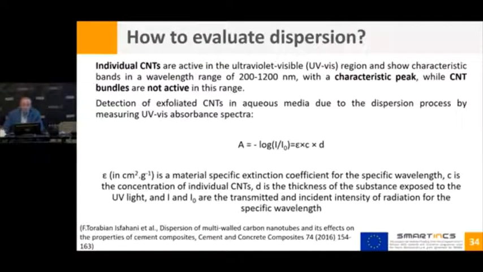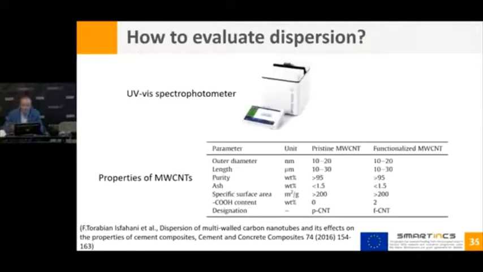Well, you can use, for example, UV-visible spectrometers, just because there are some characteristic bands in wavelengths into which, for example, the CNT bundles are not active, and on the contrary, if you have well dispersed the carbon nanotubes, they absorb the wavelengths in the range between 200 and 1200 nanometers, and in this way you will see in your spectrum the characteristic peak of the deagglomerated carbon nanotubes. And here you have the picture of a classical UV spectrometer, a classical instrument for chemistry labs.